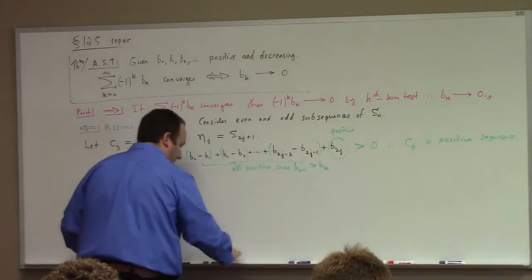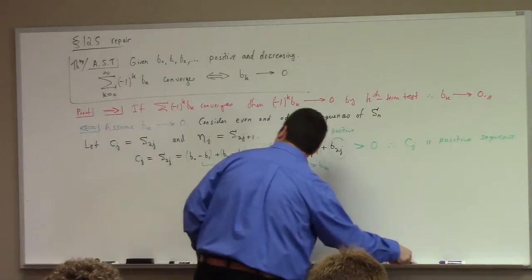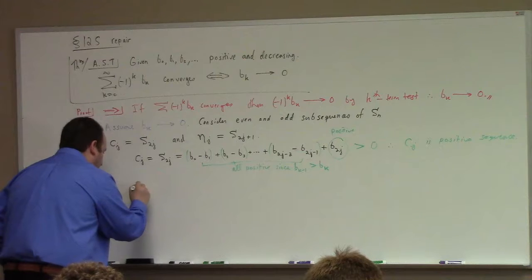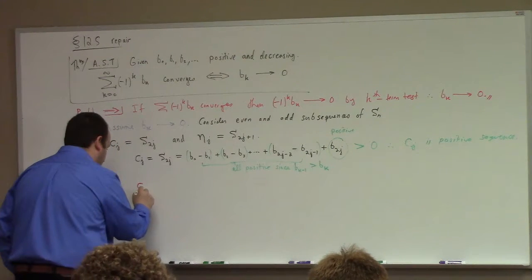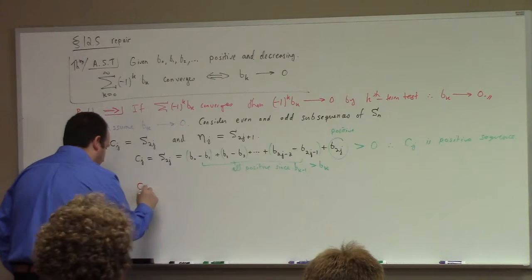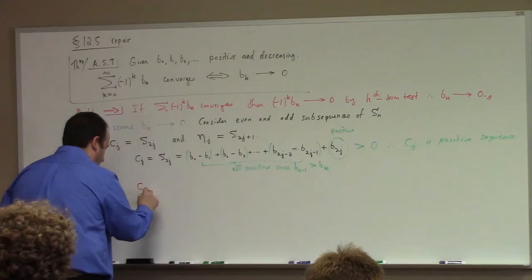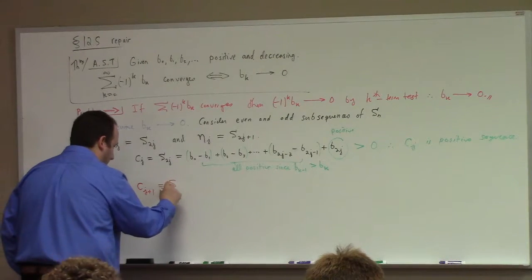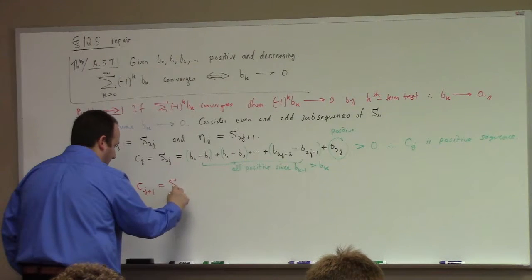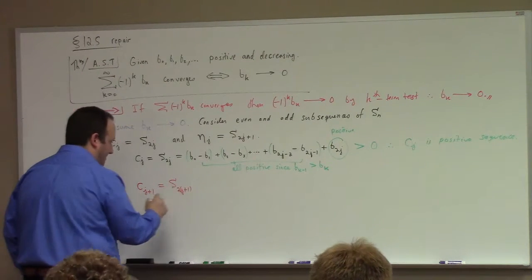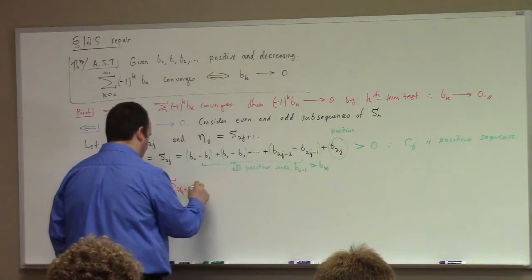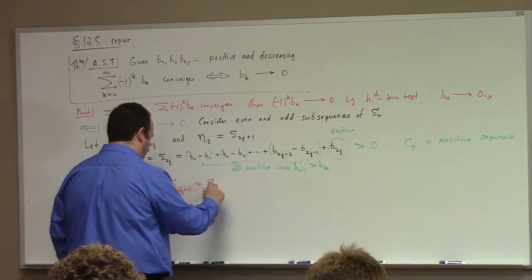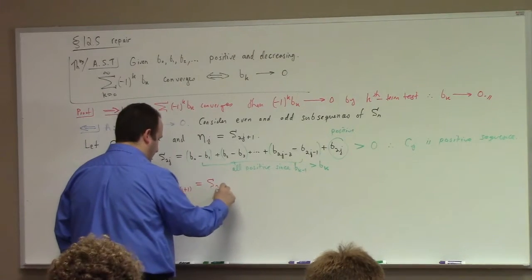Where I got confused was not looking at the right thing. So I should look at maybe c_(j+1). What would that be? S_(2(j+1)), right? Which would be S_(2j+2).